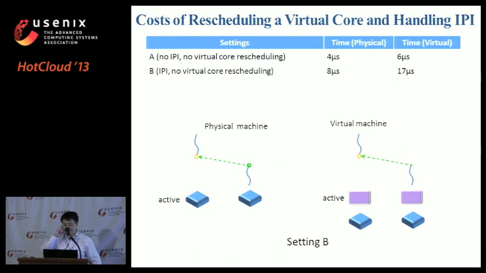Okay, I think there's a misunderstanding here. So even if you pin a virtual core on a physical core and there's no other task running on this physical core, there's still rescheduling because, for example, in Linux you have an idle task. Even if you don't run other tasks on this physical core, there's still an idle task running on this physical core. So there's still rescheduling there. Thank you.